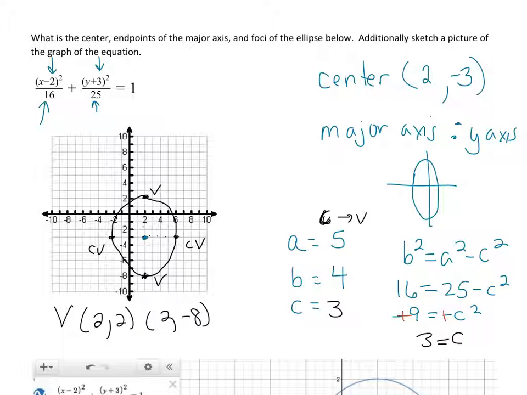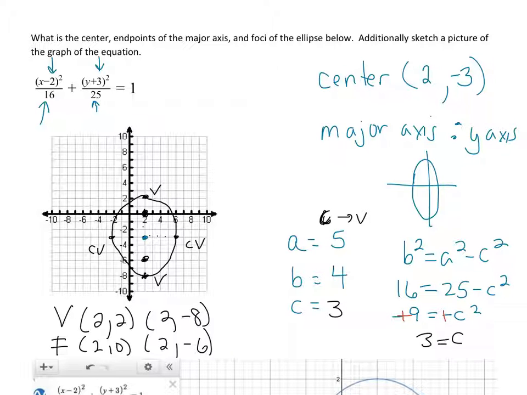Looks something like this. C is the distance from the center to the foci, so I could go 1, 2, 3. And again, that's on the major axis. Go down 3, so those are our foci. So the foci look to be at 2, 0. And again, that's just counting spaces. That's all this is. And 2, negative 6.